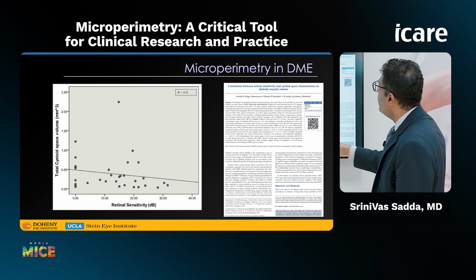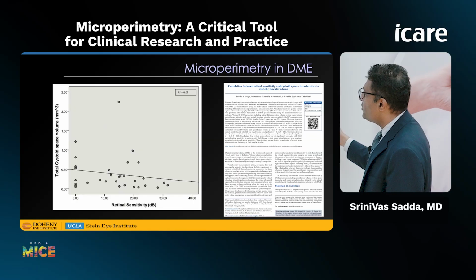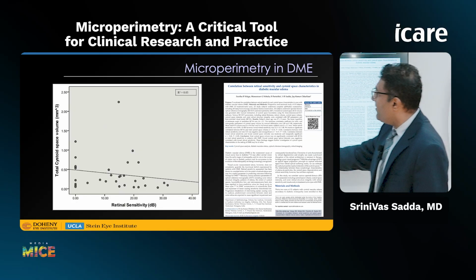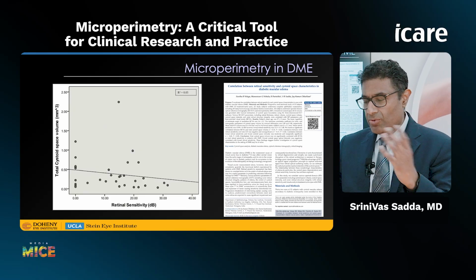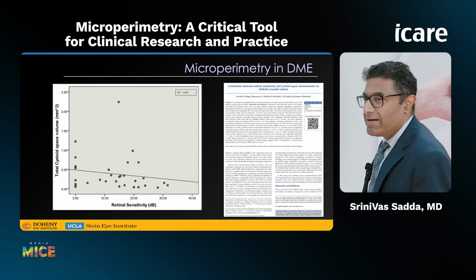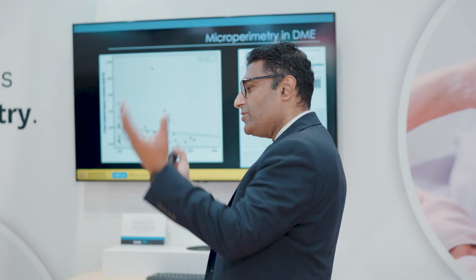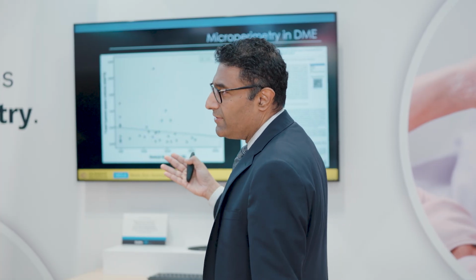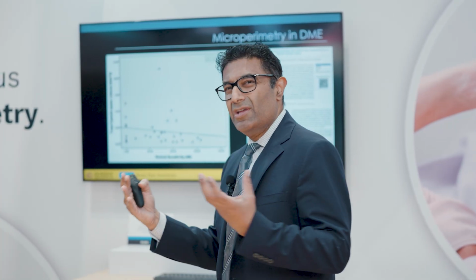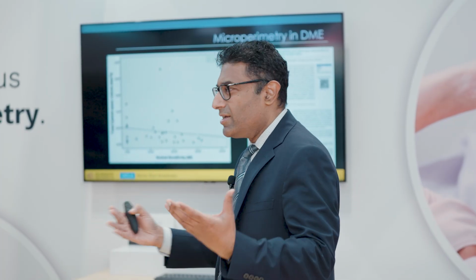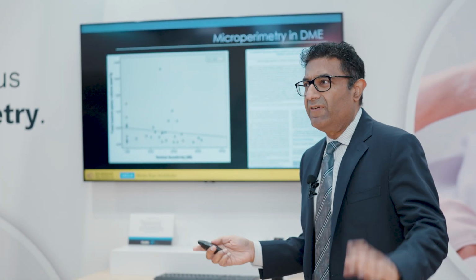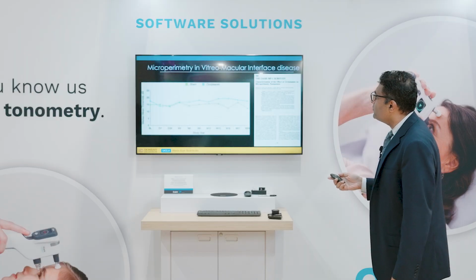Sorry for the blurry plot, but this is just a paper that we'd published showing even in diabetic retinopathy and diabetic macular edema, the relationship between the cystoid space volume and the retinal sensitivity. So the more cystoid spaces you have, the worse the sensitivity. That kind of makes sense because patients who have severe cystoid edema, the Mueller cells are injured. It's not surprising that there's some functional deficit in those patients.